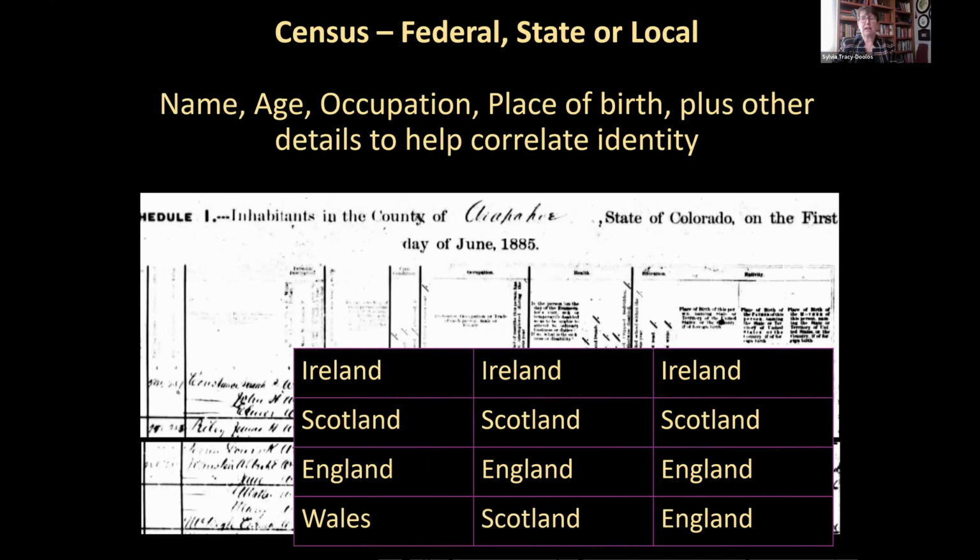So we have these individuals in 1885 who are saying, oh, I was born in Ireland or Scotland or England or Wales, and they're telling where their parents are born. I like the Welshman there at the bottom, because he was born in Wales, his father was born in Scotland, and his mother was born in England. That's a great clue that's going to help us correlate other pieces of information if this is accurate, and it likely is.